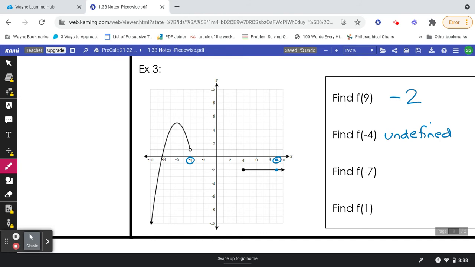F of -7, -7 would be right about there. I look up to my graph and I can see I have the graph located at 4 for the y value. And if there is no dot, it's automatically a closed dot. A line is just a bunch of dots all put together. All right, and then f of 1. 1 is right here, and I don't see any part of the graph there. So that would be another undefined.